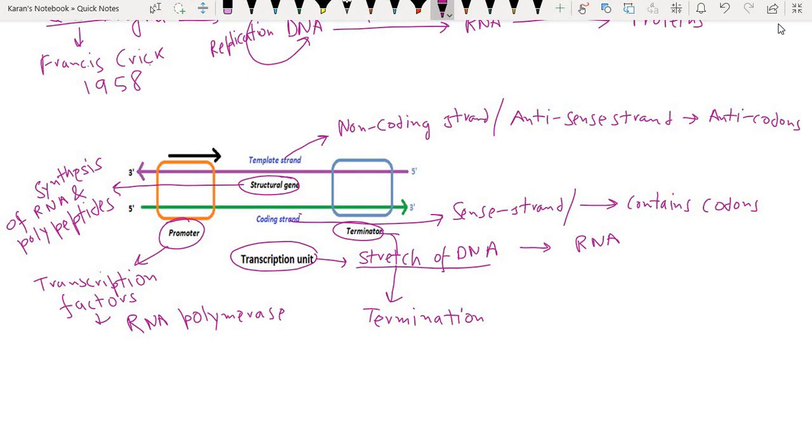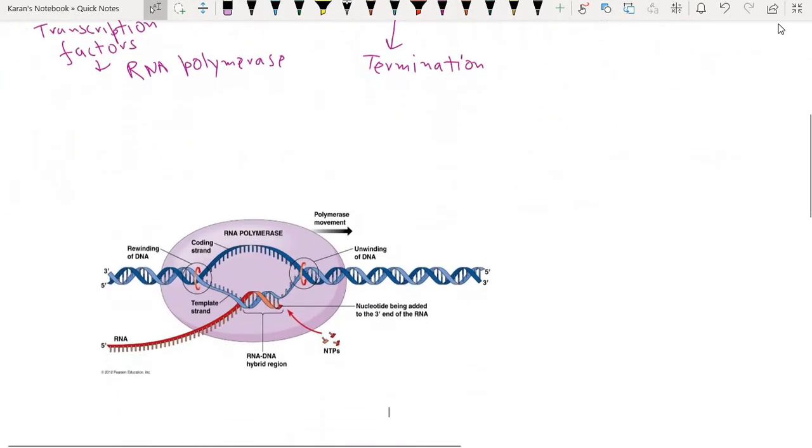Moreover, you can see the template strand and coding strand, their direction. You can see if one strand runs from 5' to 3', the other strand also has the opposite polarity, since it is a part of DNA. So it has the opposite polarity.